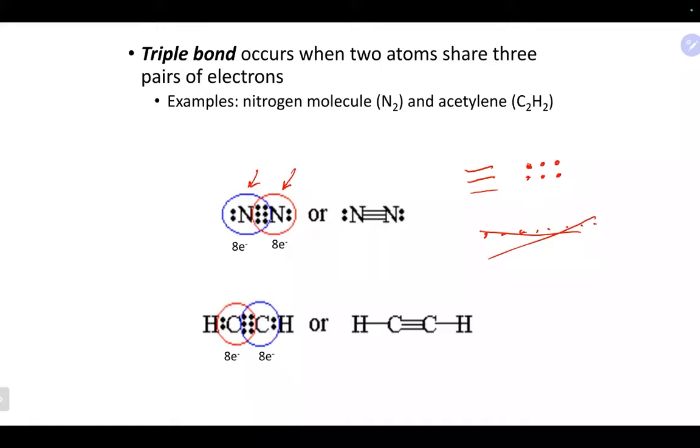On the bottom there, the carbon, also by triple bonding and sharing with hydrogen, gets to 8 electrons, and the hydrogen in each of these gets to 2 electrons by sharing those electrons with carbon.